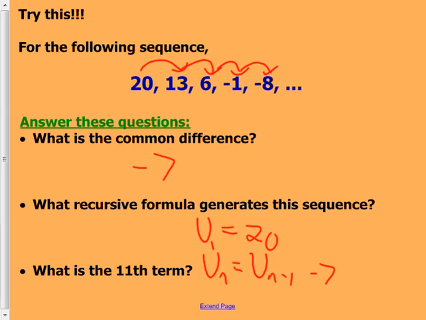Then it says, what is the 11th term? Well, that's kind of a pain. We've already got 1, 2, 3, 4, 5. We'd have to do that 6 more times. That's where you need a calculator. Let me show you how to put this into the calculator.